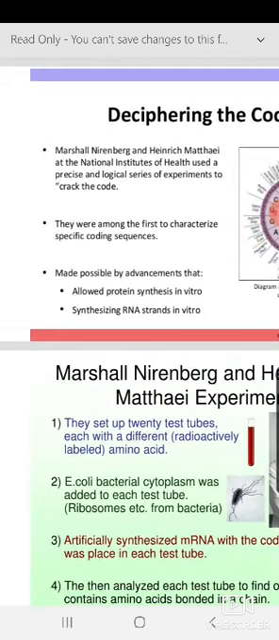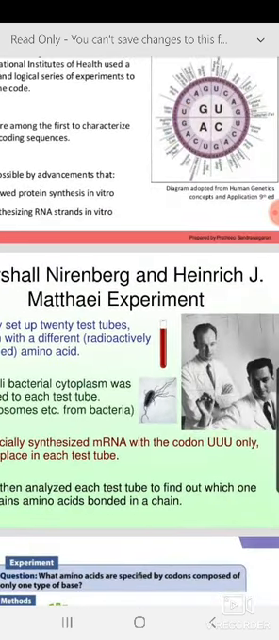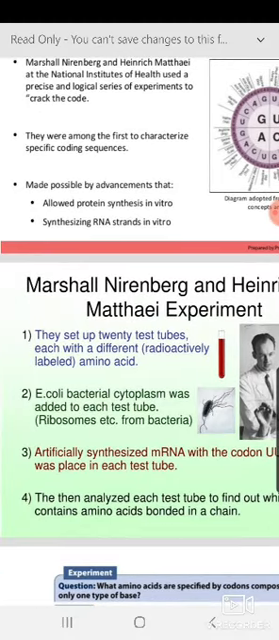So what did Marshall Nirenberg and Heinrich J. Matthaei do in their experiment? They set up 20 test tubes, each with a different amino acid. So imagine 20 test tubes. In each, one amino acid is radioactively labeled, and the other 19 are cold.